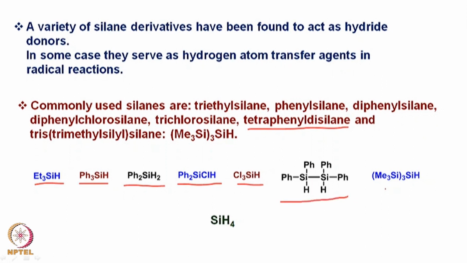And in a similar fashion, there is one very interesting reagent which is tris(trimethylsilyl)silane. This is tris(trimethylsilyl)silane, which is very sterically hindered. So these are the various kinds of silanes which have been introduced in order to avoid the usage of pyrophoric SiH4, and of course these reagents are relatively easy to handle.